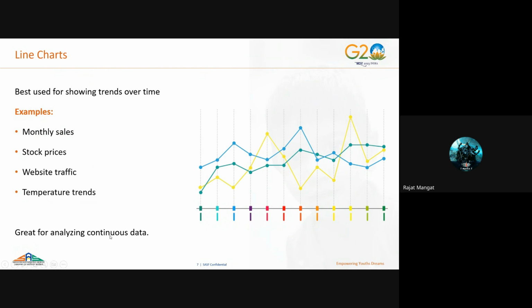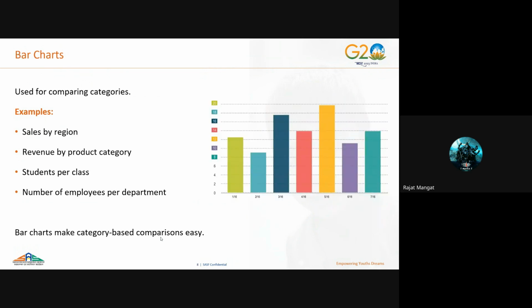Great for analyzing continuous data. Means data is coming continuously, not in breaks, like it should not be an event of the past. Okay. Bar charts. So it is used for comparing categories.